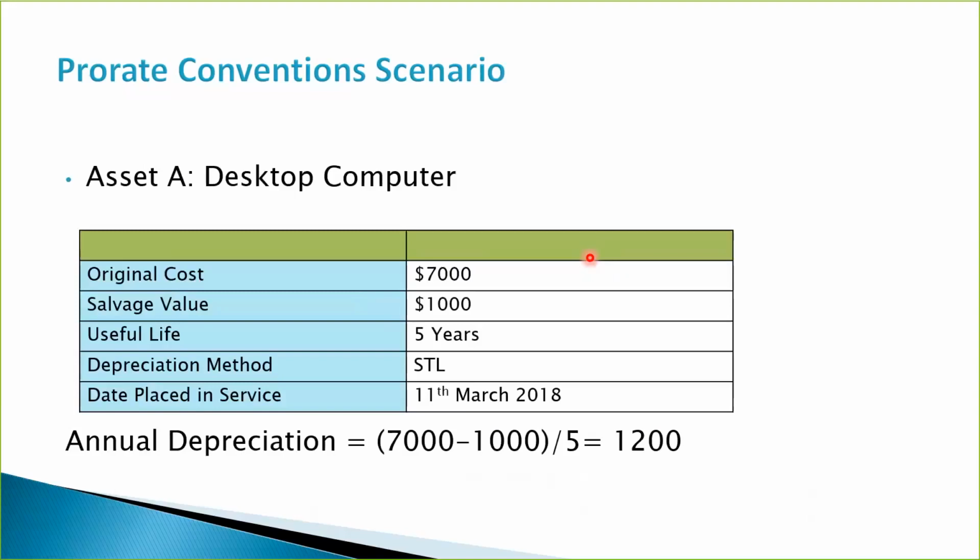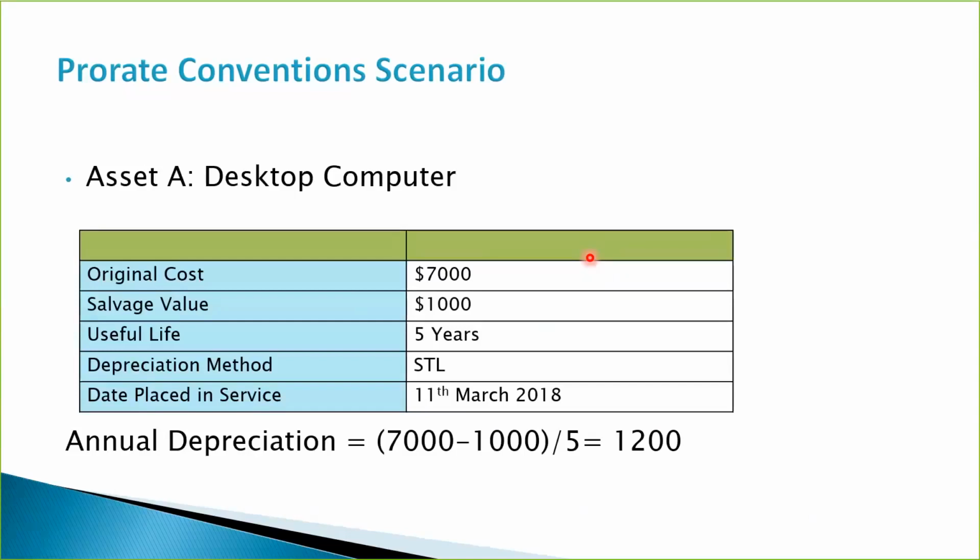We have a desktop computer, and this is the information about it, okay? So original cost, $7,000. Salvage value, $1,000. Let's say useful life is 5 years. The depreciation method we are going to use is straight line method. And the date placed in service is 11th March 2018.